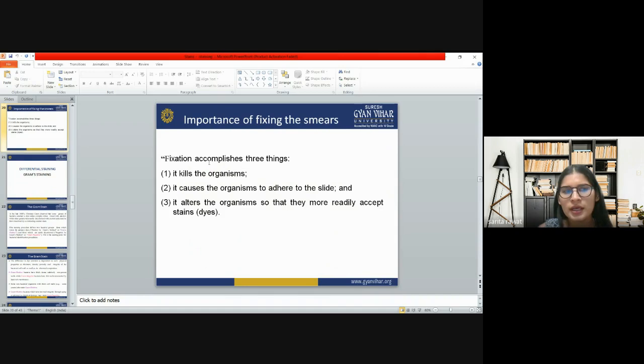The next is the importance of fixing the smear. Why do we need to fix the smear? Because it can kill the microorganism, it causes the organism to adhere to the slide, and it alters the organism so that it more rapidly accepts the stain.